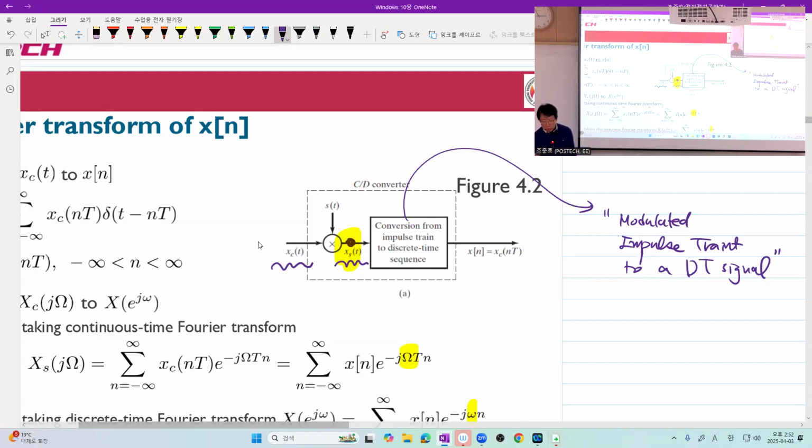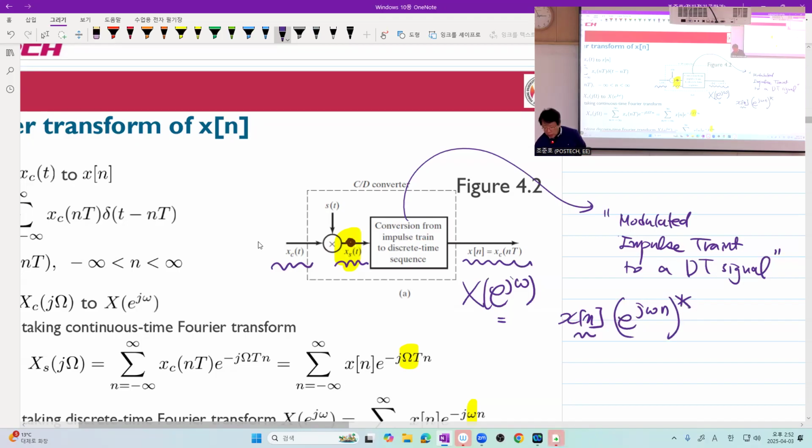So in order to find the DT Fourier transform, let's use the definition of the DT Fourier transform. What is that? For x of n, we take the inner product with a complex sinusoidal signal.